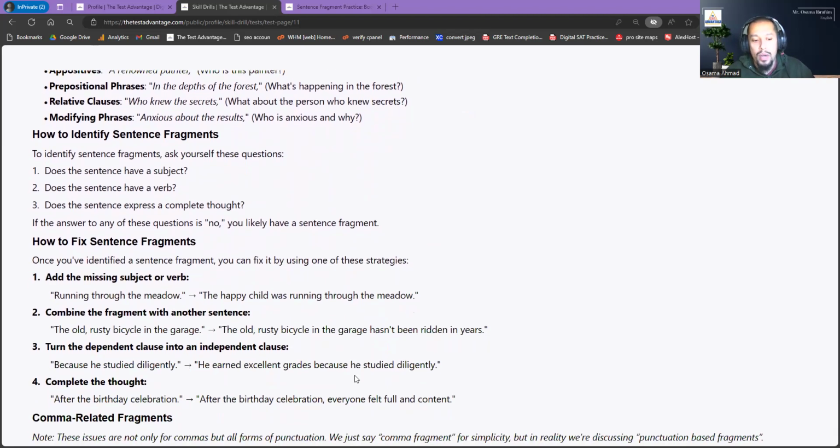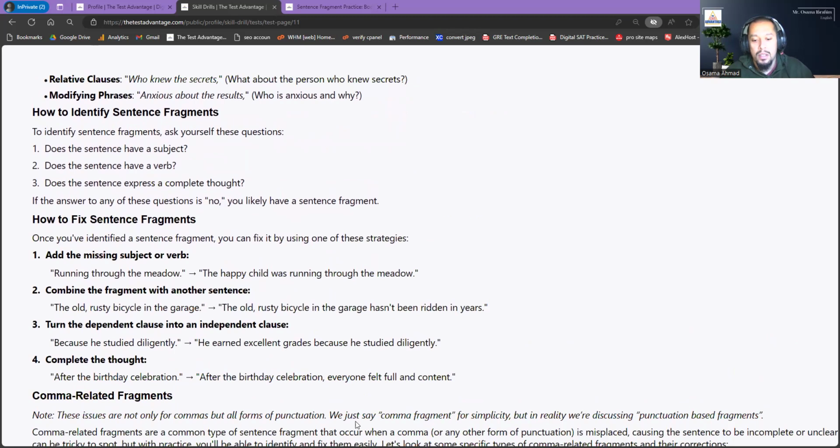So again, how can you identify sentence fragments؟ نقرا الجملة ولازم تسألوا questions دي. Is there a subject? Is there a verb? Is it complete? لو no في أي واحد فيهم it's incorrect. Okay? And how to fix them? If it's missing a subject, add a subject. If it's missing a verb, add a verb. Right? That's it. That's the first part.